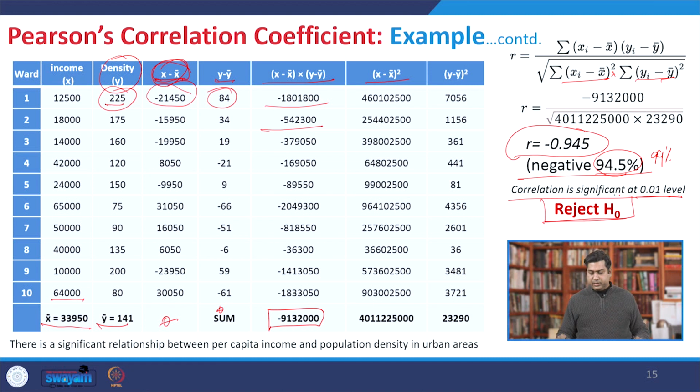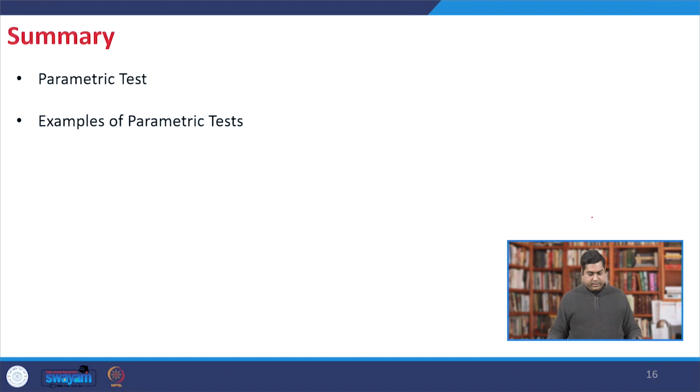So, we reject the hypothesis stating that there is no significant impact of income level on population density in that particular area, and additionally because of the sign we can say that an increase in income level will reduce the number of people in a particular area, right. So, this is something where we can reject it.